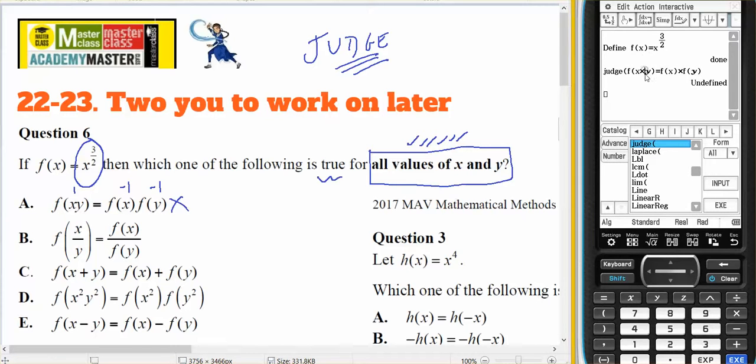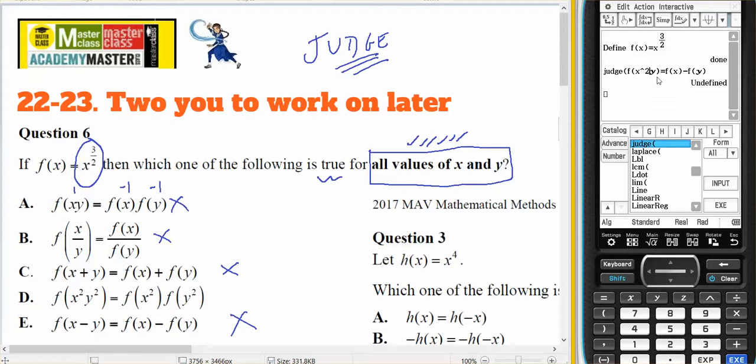So if I do this divided by and this divided by, I also get undefined. So it's not this one. If I do x plus y and f of x plus f of y, that's also undefined. And if I do minus, and that's minus, that's also undefined. So hopefully this last one's going to work.